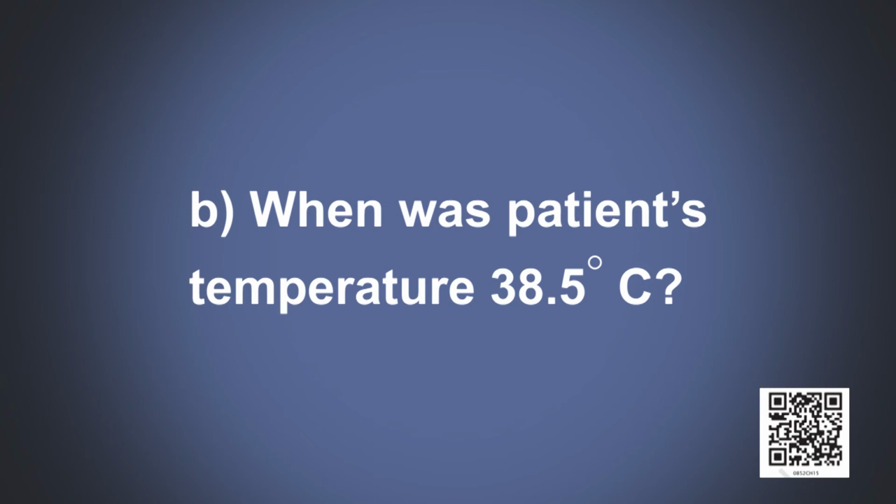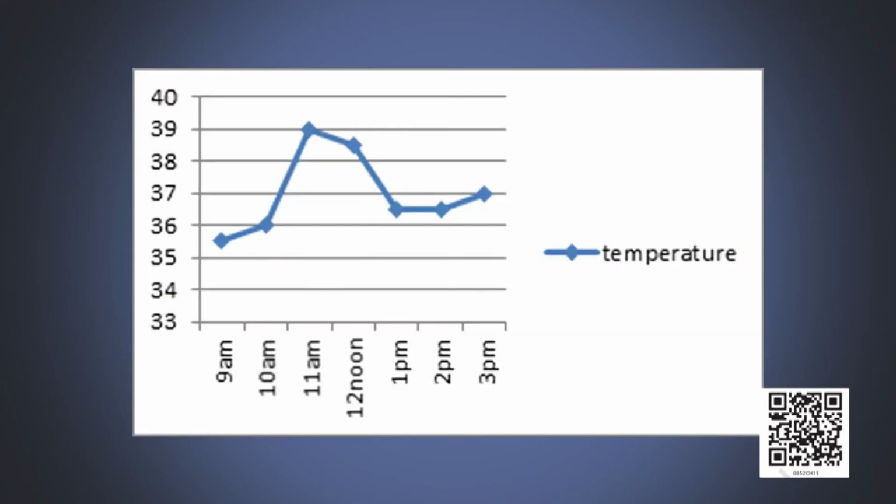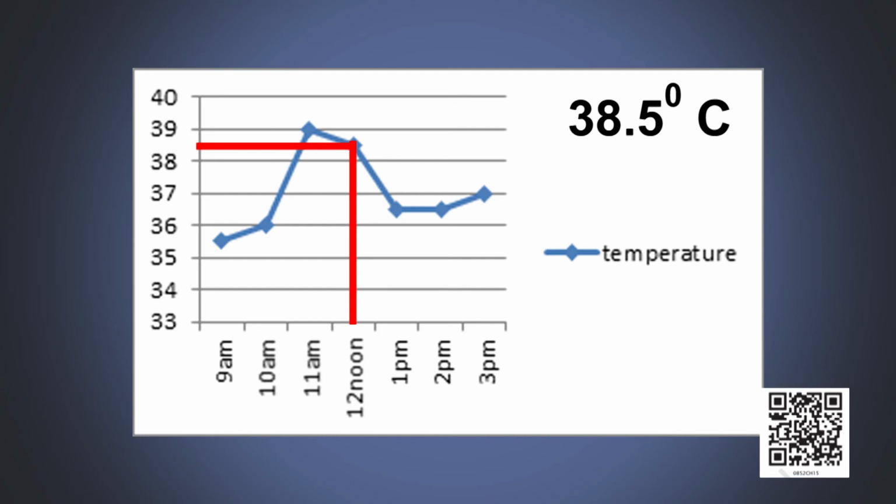So, here the next question is, when was the patient's temperature 38.5 degrees Celsius? Now, look at the graph and draw a horizontal line at 38.5. It meets at this point. Then draw a perpendicular line through this point to the x-axis. Where will it meet on the x-axis? At 12, right? So, at 12 noon, the patient's temperature is 38.5 degrees Celsius. From this example, you could make observations from the given graph.